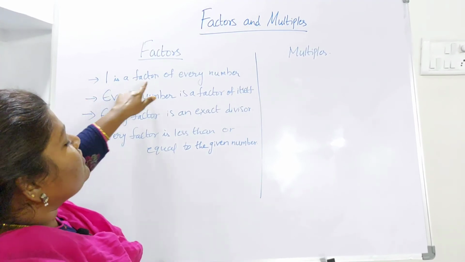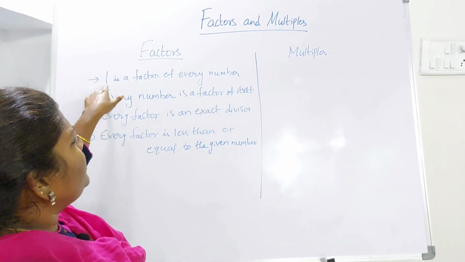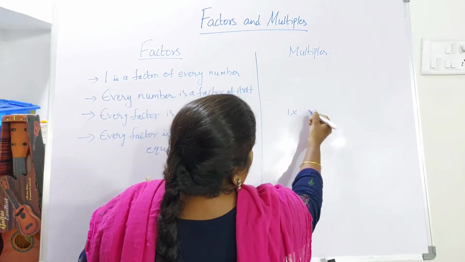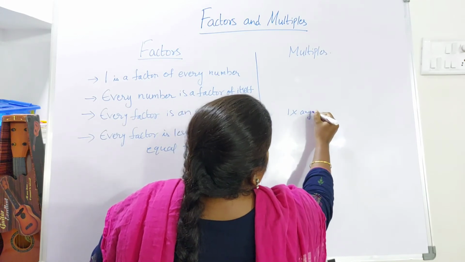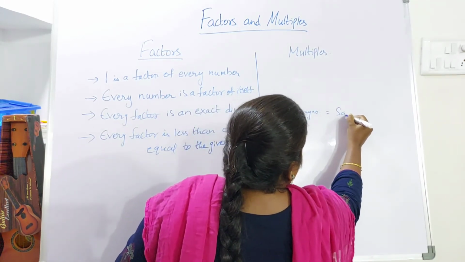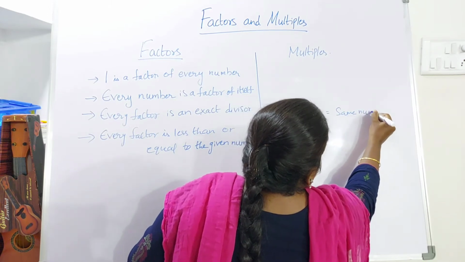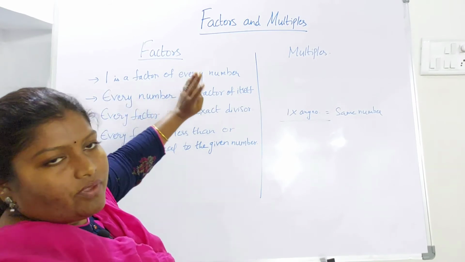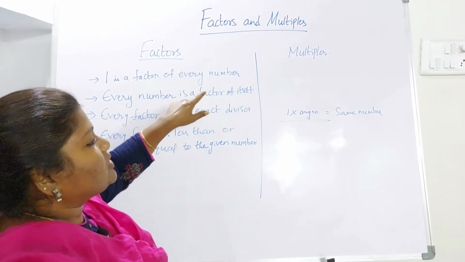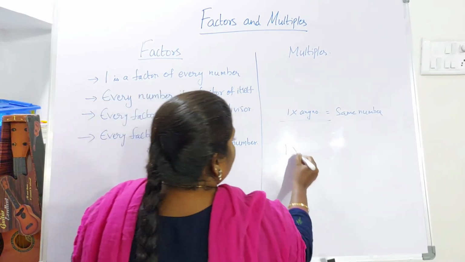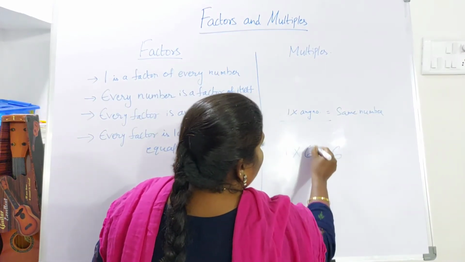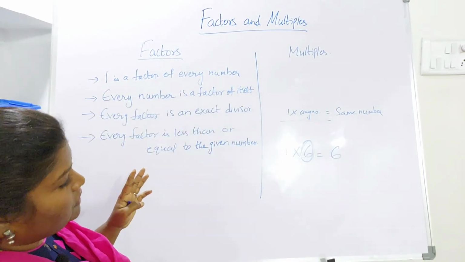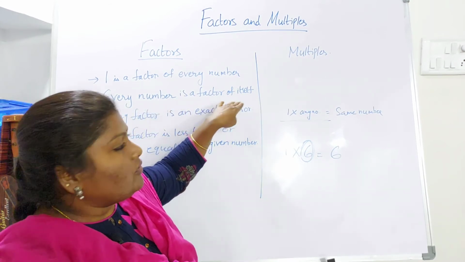So 1 is a factor of every number. Why? Because 1 into any number gives you the same number. So 1 is considered to be a factor of every number. Next one, every number is a factor of itself. So 1 into 6 is 6. So 6 is a factor of itself. Do remember, every number is a factor of itself.